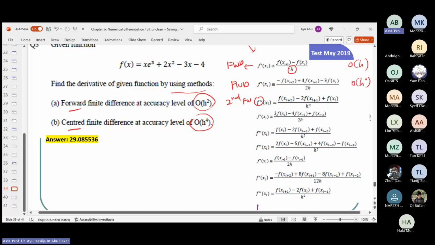So you identify first which one equals which method. I think I don't change the sequence. It will be like this. Now, back to here. Forward at level h2. So this is the equation that we require for A.